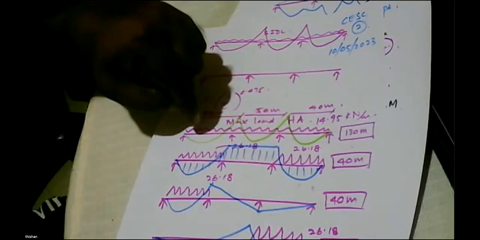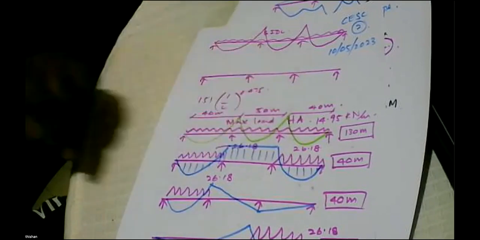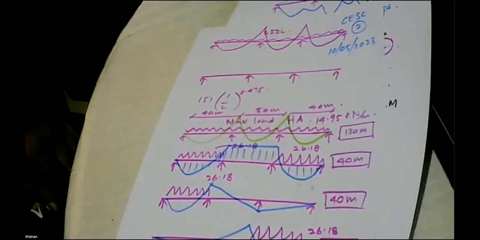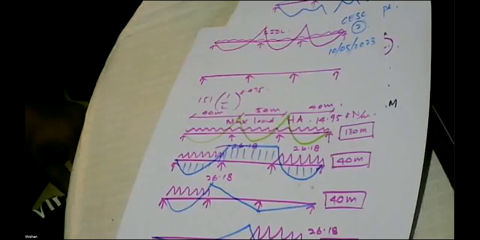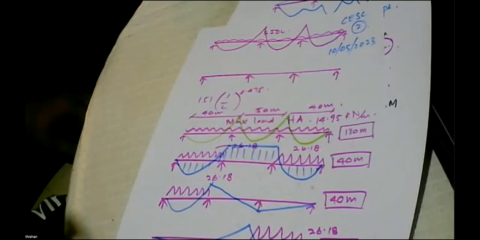So we have to apply it at the center of 40 meter and center of 50 meter. But if you are interested in finding the maximum shear, then we bring the knife edge load as close as possible to the support, so that on one side of the support you get a massive load, on the other side not. So automatically the shear force diagram will be altered. Right. So that's how we are looking at it.